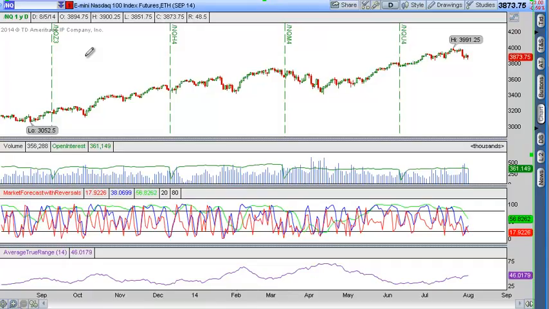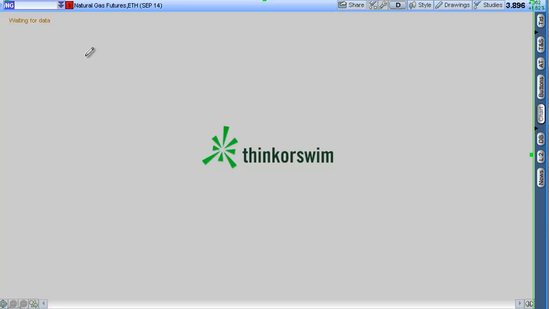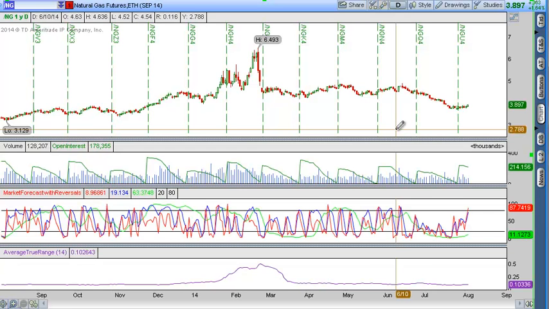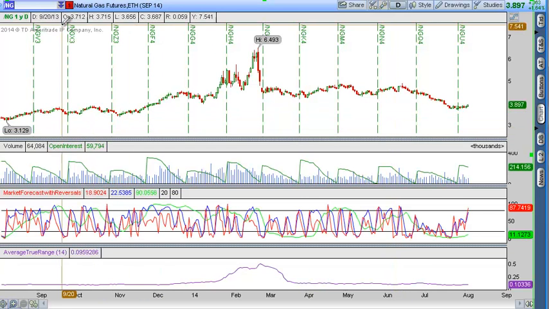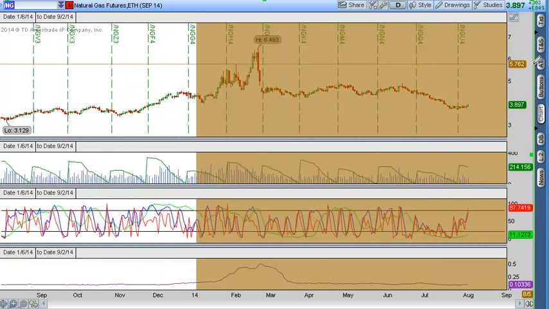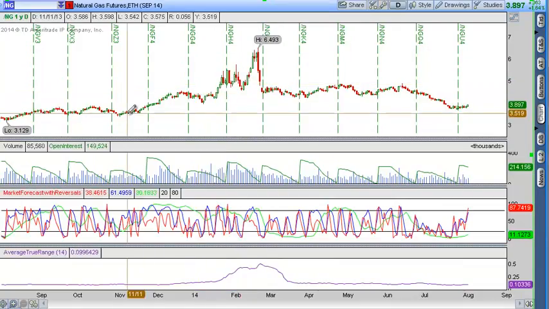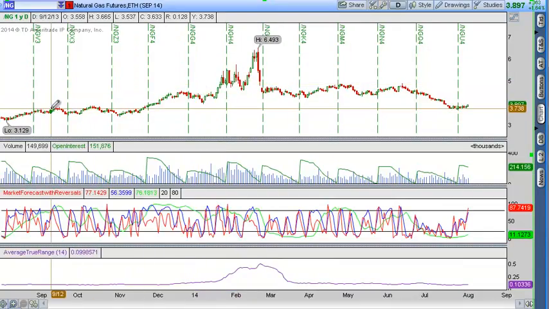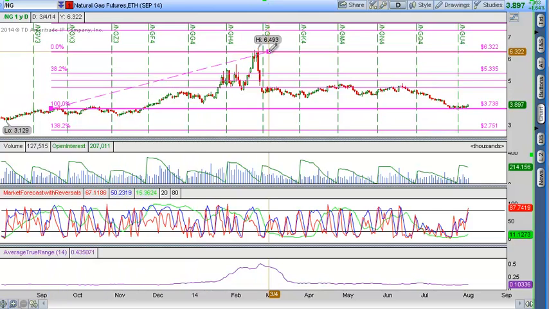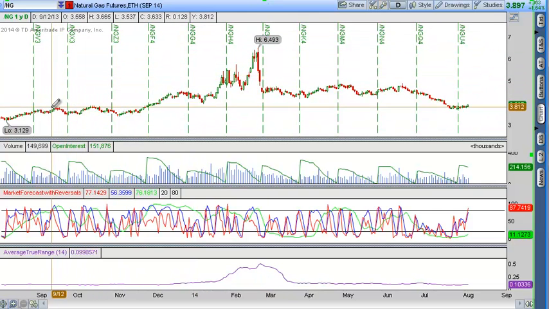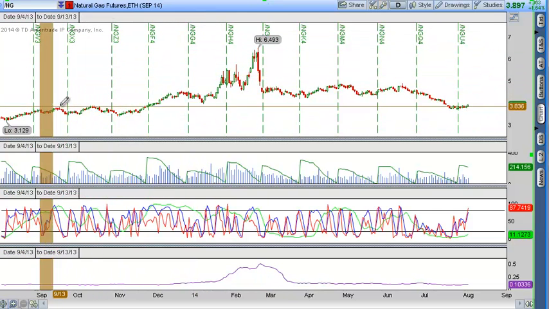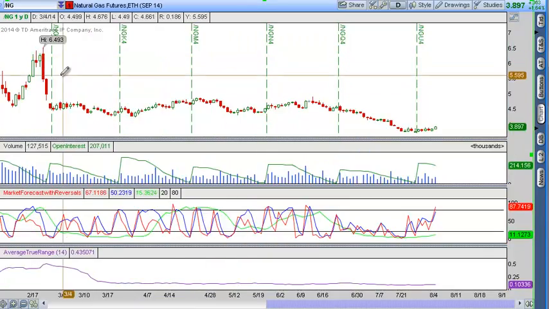Oh, let me do natty gas first. So natural gas, the question is, are we at the bottom? Say you have a support and resistance level line there, so it could put a base in here. Let's zoom in on this a little tighter.